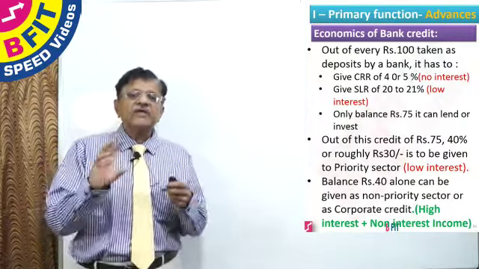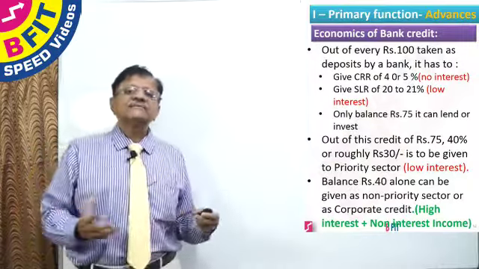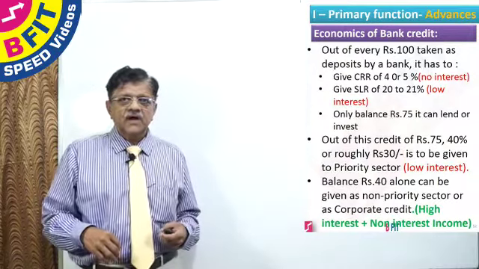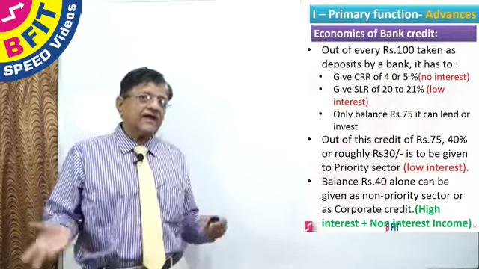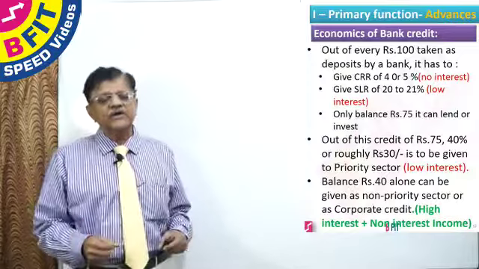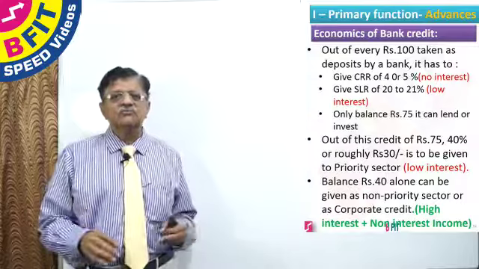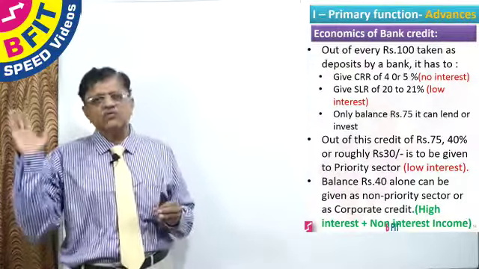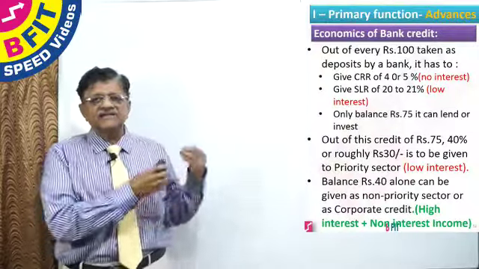So I will give you a brief economics of the bank advance. Suppose a bank takes 100 rupees as deposit. Out of this 100 rupees, what does the bank have to do? Can the bank lend all the 100 rupees? No. First it has to give 4 rupees to the Reserve Bank of India by way of cash reserve ratio. Earlier this CRR was 15%, nowadays it has come down to 4%. So out of 100 rupees, first 4 rupees we will give to our God, namely the Reserve Bank of India.